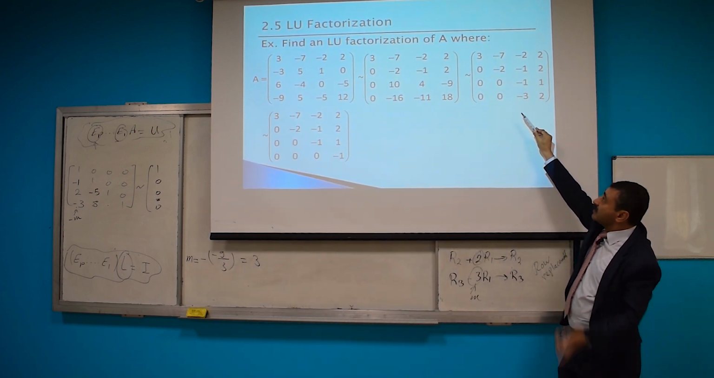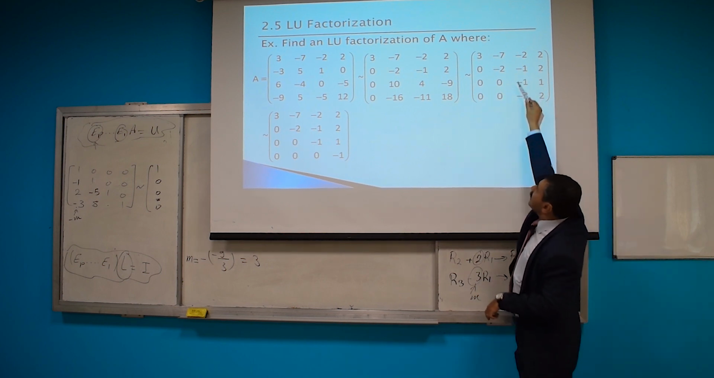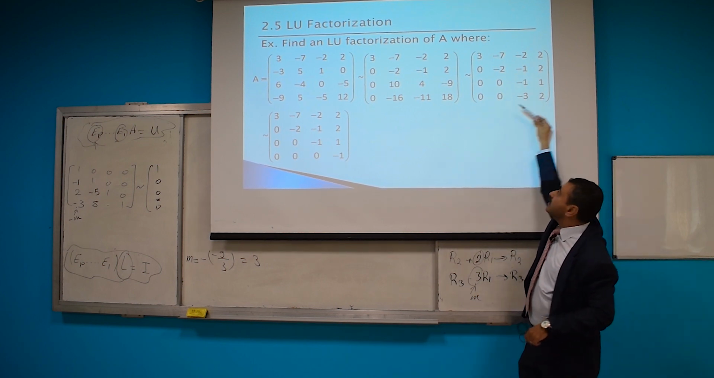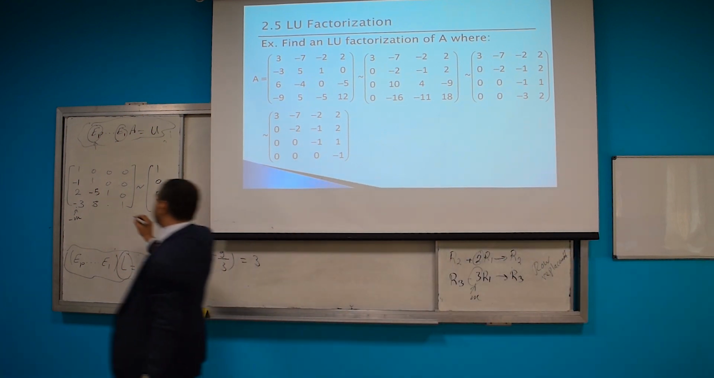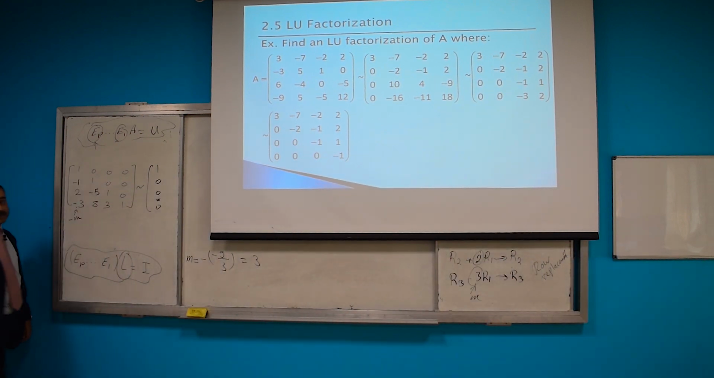The next step, the negative 1 is the pivot, right? Divide negative 3 by negative 1, so this is my 3. So actually we wrote L without any computation, just getting the negative of the multipliers.